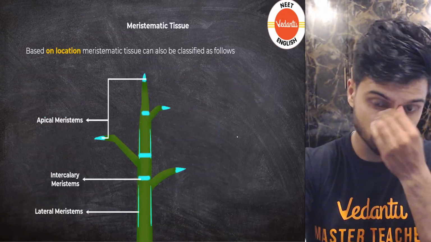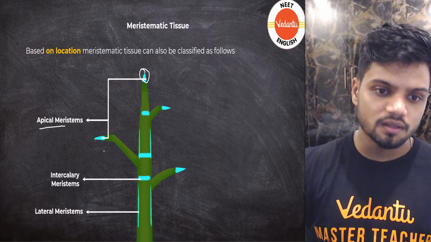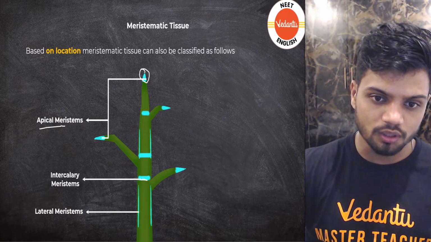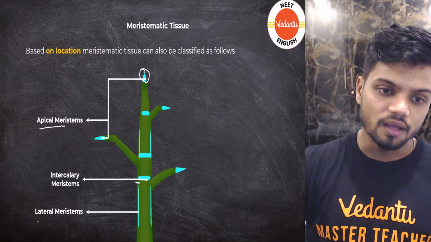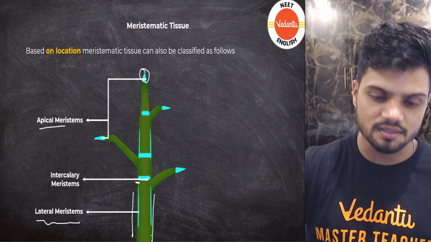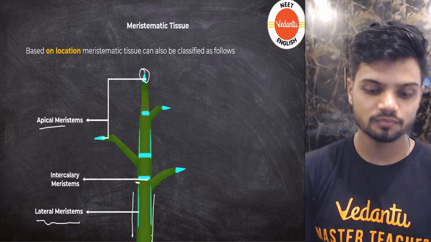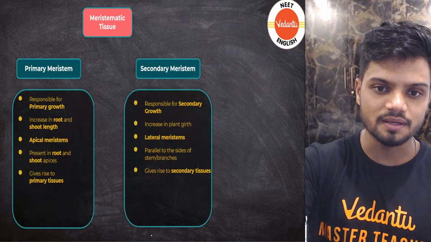See this. Here we have apical meristem. Here we have intercalary meristem at the nodal region. And we have lateral meristem present on the sides. Can you see? This side and this side. Present on the sides. That is called your lateral meristem.